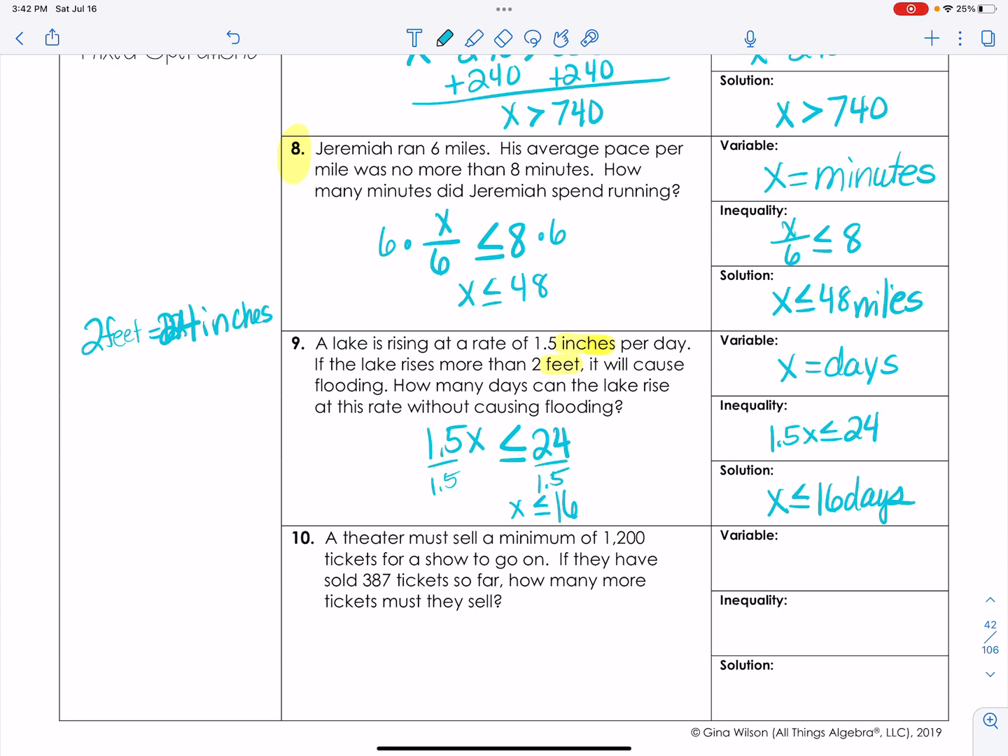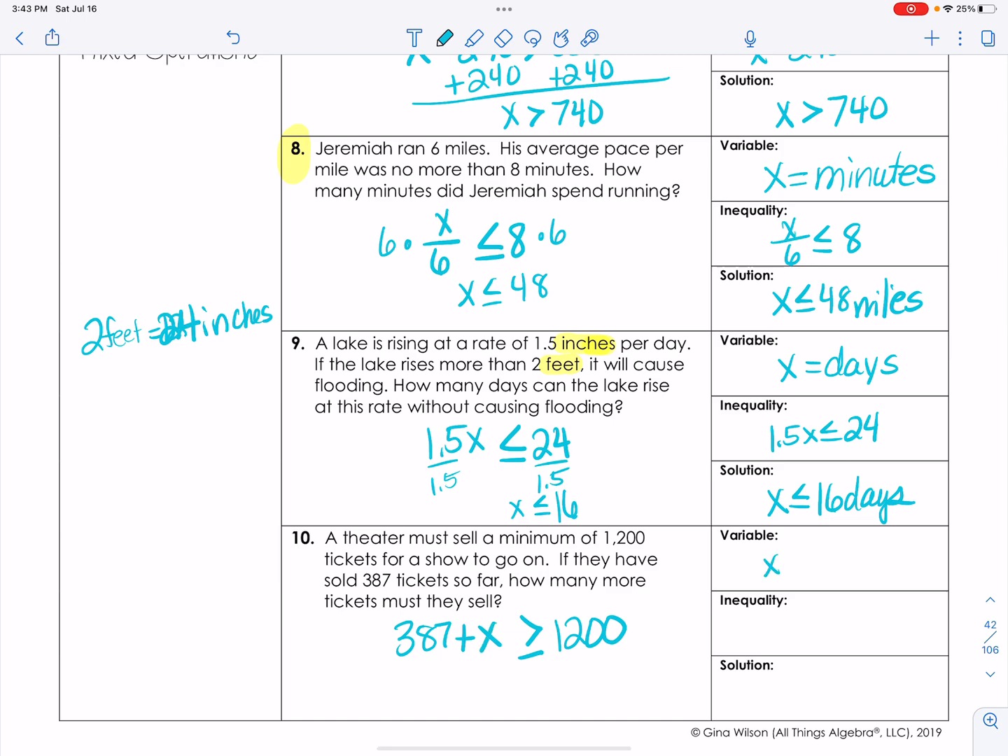Okay, so I would like you to pause the video and try number 10. A theater must sell a minimum of 1,200 tickets for a show to go on. So they have to sell a minimum of 1,200, which means that this has to be at least 1,200. If they sell 1,200, they're good. If they sell 1,199, they're bad. If they have sold 387 tickets, how many more? So aren't we going to add that?